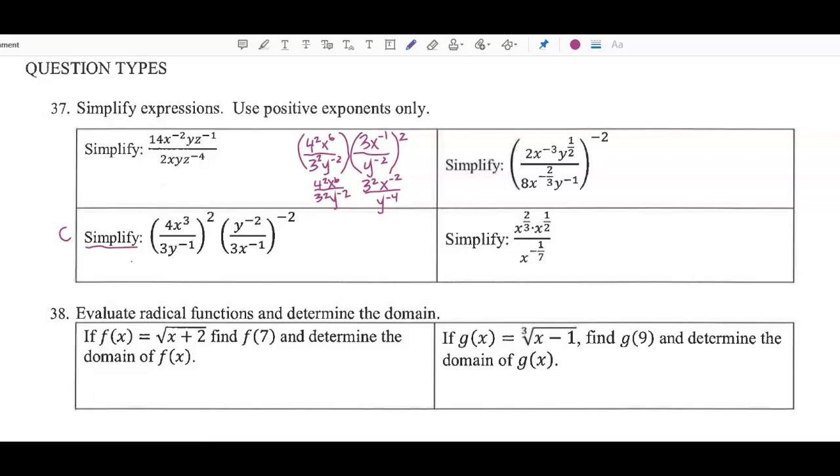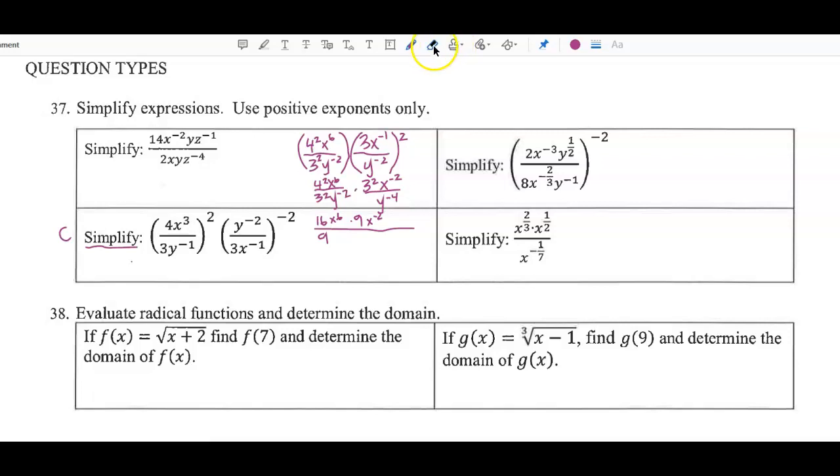All right, so then when we're trying to multiply these together, I'm going to just figure these out here. So I've got 16 x to the 6th. I'm just going to write it as one big fraction now, times 9 to the negative 2, and then 3 squared is 9, and then I've got y to the negative 2, so it's unhappy down there. I probably should have just switched that other one too.